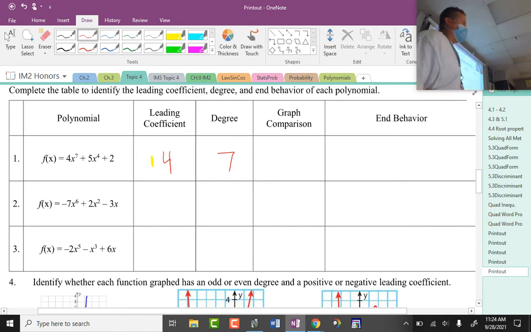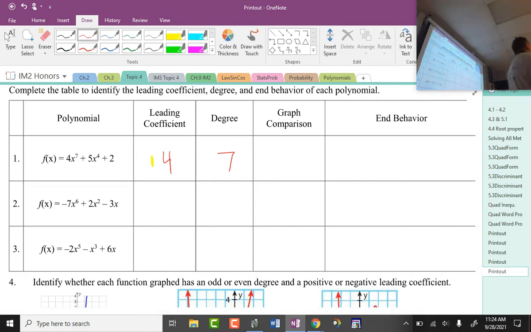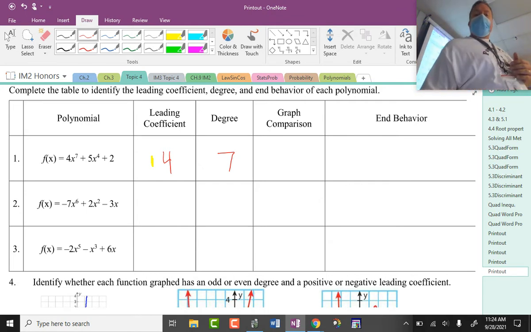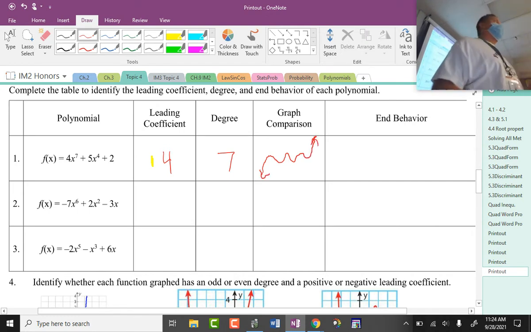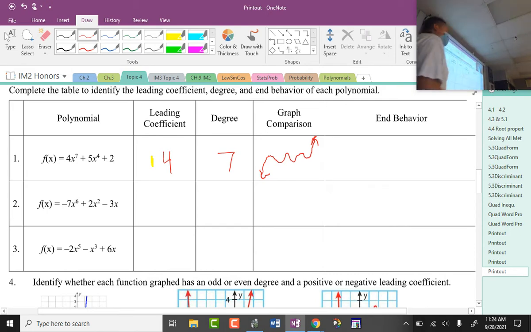Now, graph comparison. I think it's asking, is it more like the x squared or is it more like the x cubed? Which one is it? Is it more like the squared or the cubed? Cubed. And it's the positive cubed. But what I did have is somebody do this, and this is actually true. Possibly 1 turn, 2 turns, 3, 4, 5, 6 turns, 7 directions. That's possible, like a roller coaster.